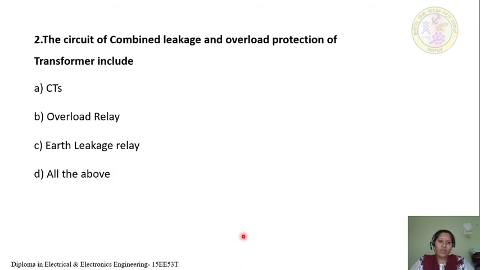The circuit of the combined leakage and overload protection of the transformer includes option A, CTs, option B, overload relay, option C, earth leakage relay, and option D, all the above. In the previous slide, we have seen the circuit diagram of the combined leakage and overload protection of the transformers. In that circuit, the circuit included the CTs, two overload relays and earth leakage relay. So, the right answer for this question is option D, that is all the above.